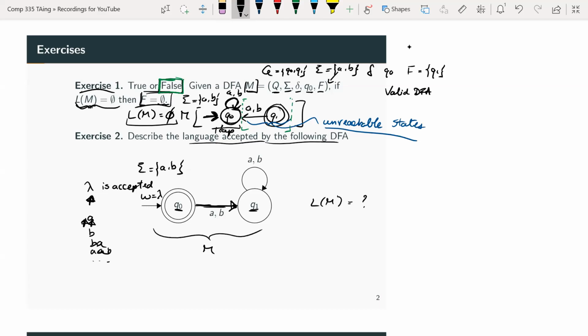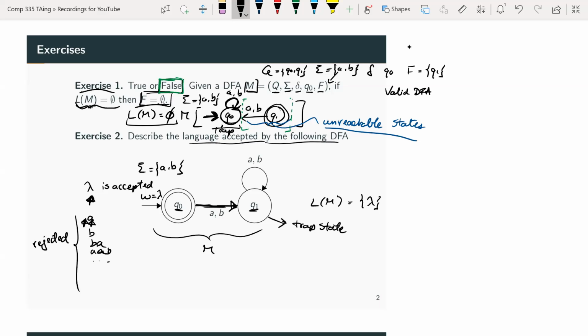And then once you're in Q1, I hope you can notice that this is now a trap state. Remember, it's like our black hole. Nothing escapes the black hole. Nothing can get out of it. Every string that enters this trap state is going to be rejected. So lambda is accepted, and every other string is going to be rejected. What this allows us to say is that the language accepted by M is the set that contains lambda, the set that contains the empty string. So this is one special DFA.